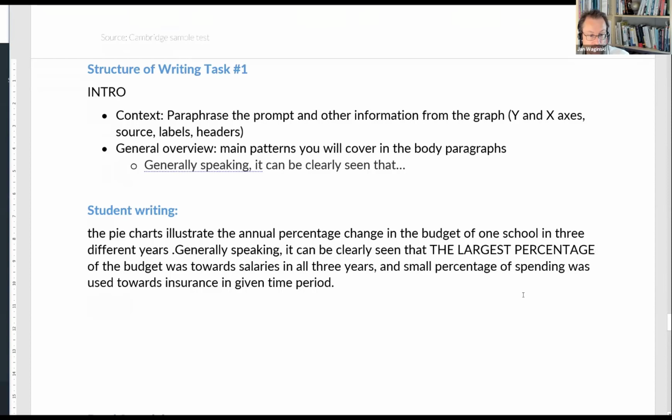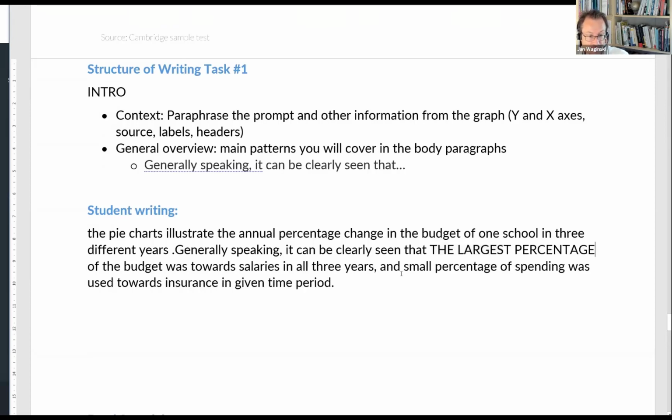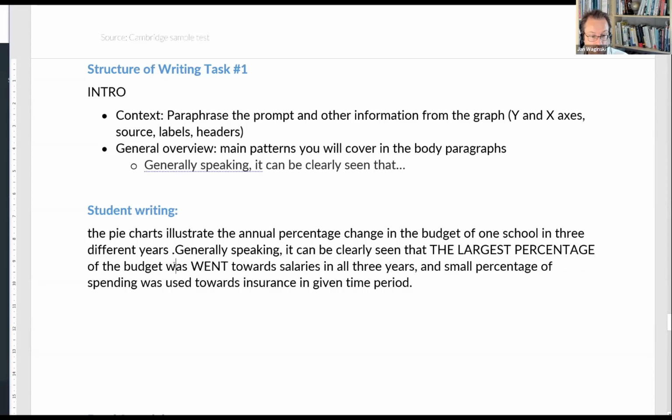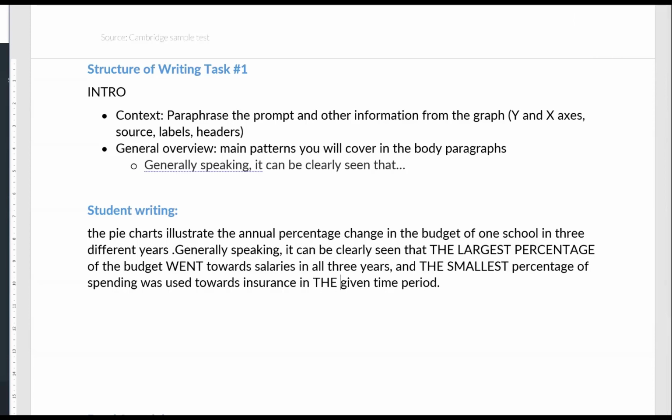The largest percentage of the budget is more specific than big spending, because we don't know what big spending means. But we know exactly what largest percentage means. The largest percent of my budget goes towards rent. Salaries all 3 years. Sure. And the smallest percentage of spending was used towards insurance in the given time period. Okay, good.